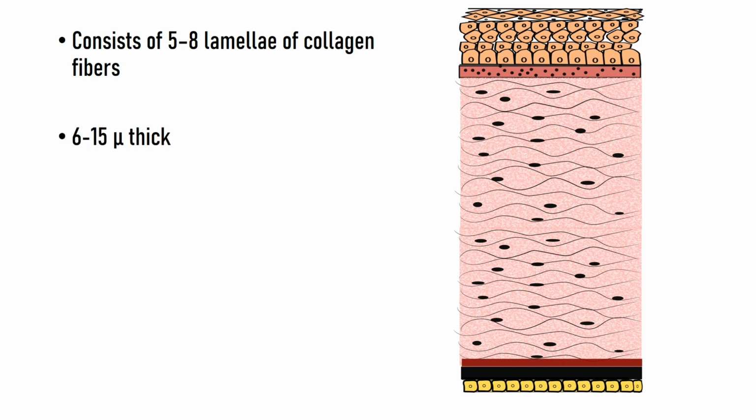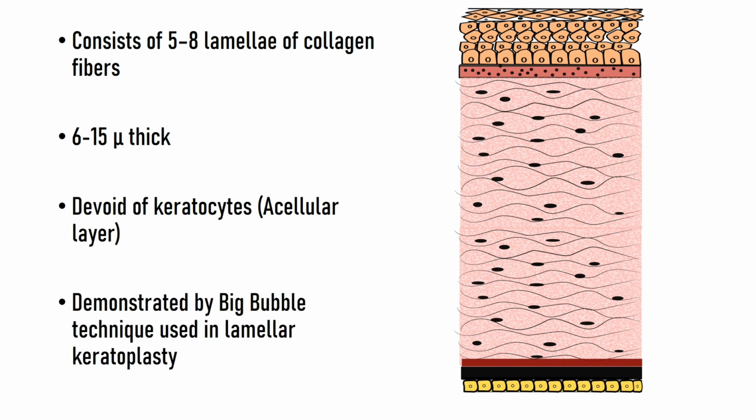The thickness is just 6 to 15 microns. It is devoid of any keratocytes, which makes it an acellular layer. Dua et al. demonstrated its presence by the big bubble technique, which is used in lamellar keratoplasties. So big bubble technique is a technique that is used for lamellar dissection of cornea, which means the separation of corneal stroma from the underlying Descemet's and endothelium for partial thickness corneal grafts.